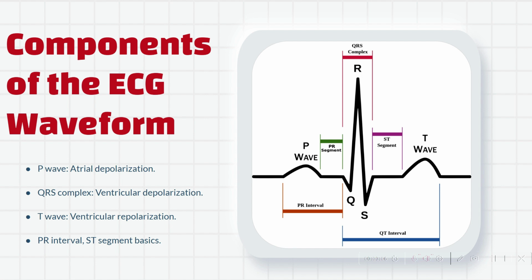The ST segment, which lies between the QRS complex and the T wave, reflects the period when the ventricles are uniformly depolarized. Abnormalities in the ST segment, such as elevation or depression, are key indicators of conditions like myocardial ischemia or an infarction.